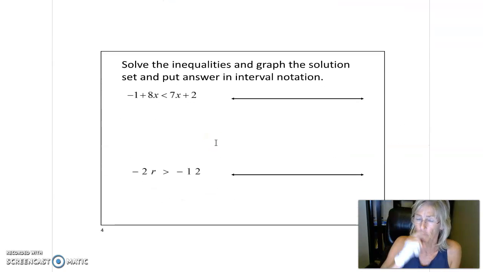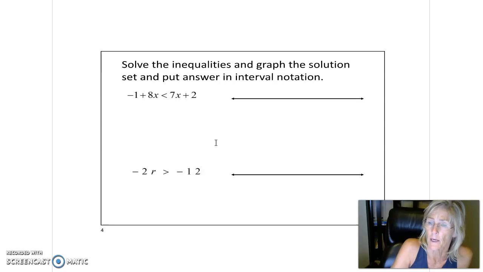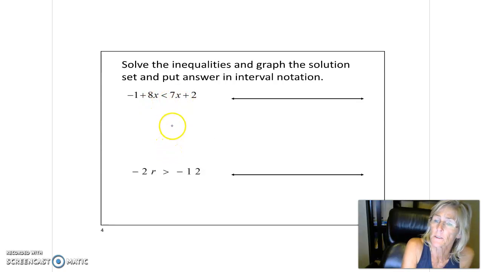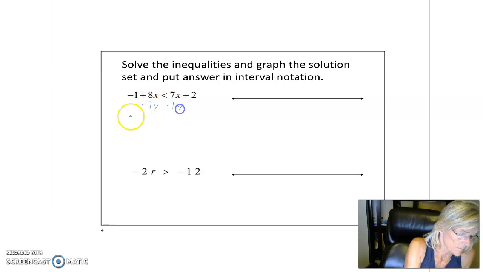Okay, so now let's do some where we solve them, and we also put them in interval notation. So we're going to solve it just like an equation, pretend that there's an equal sign there instead of the less than. I always try and get my variable on the left, and then it's easy for me to understand the inequality. So I'm going to subtract 7x from both sides. I get negative 1 plus x is less than 2, and now I would add 1 to both sides. x is less than 3.